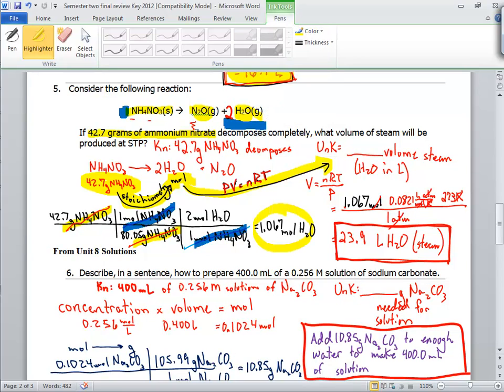I'm going to now take this and put it into PV equals nRT. There it is, right there. And I already had, of course, my temperature was standard temperature. That's what STP stands for. Remember, it is standard temperature and standard pressure. So check your answer and make sure you got 23.9 liters of water.